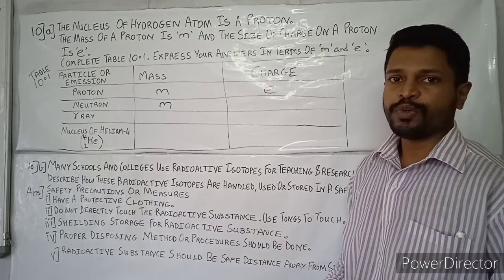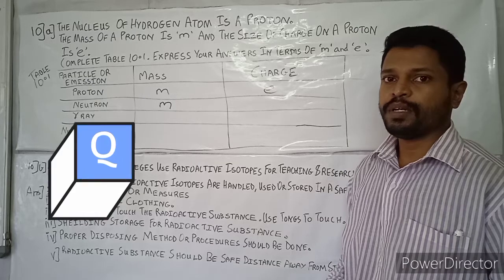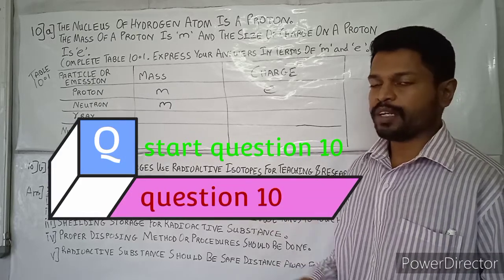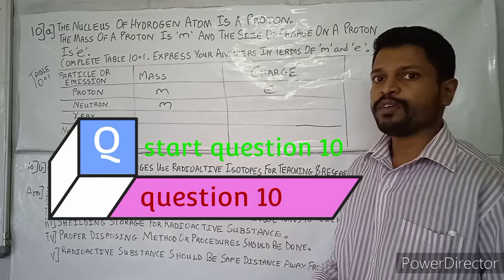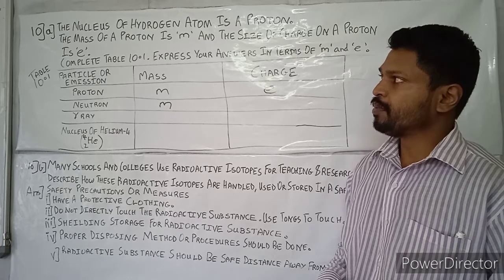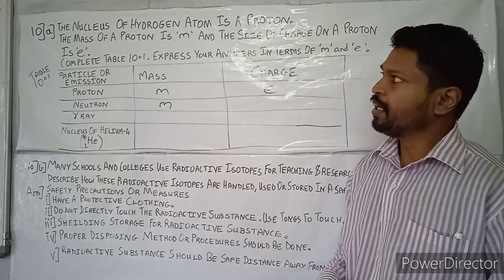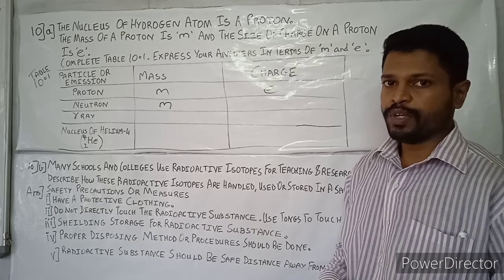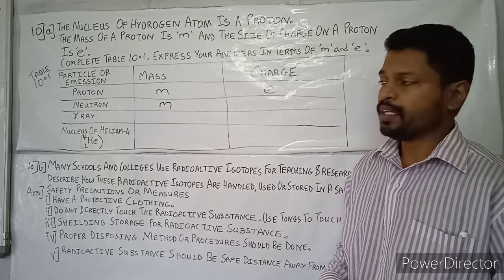Hello students, today we will be discussing question number 10. So we will be completing question number 10 today. We are going to the first part of the 10th question. Question 10 A: the nucleus of a hydrogen atom is a proton.